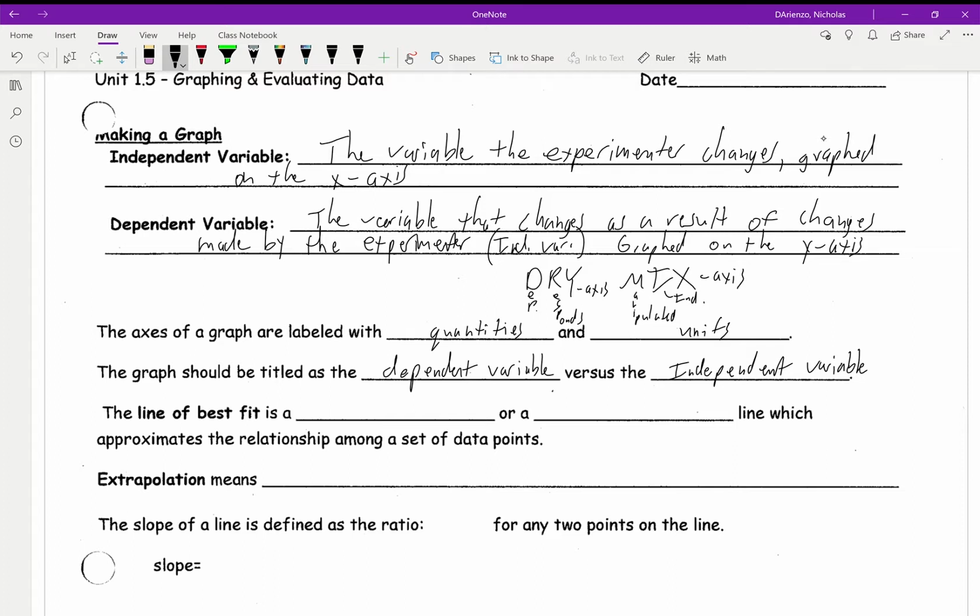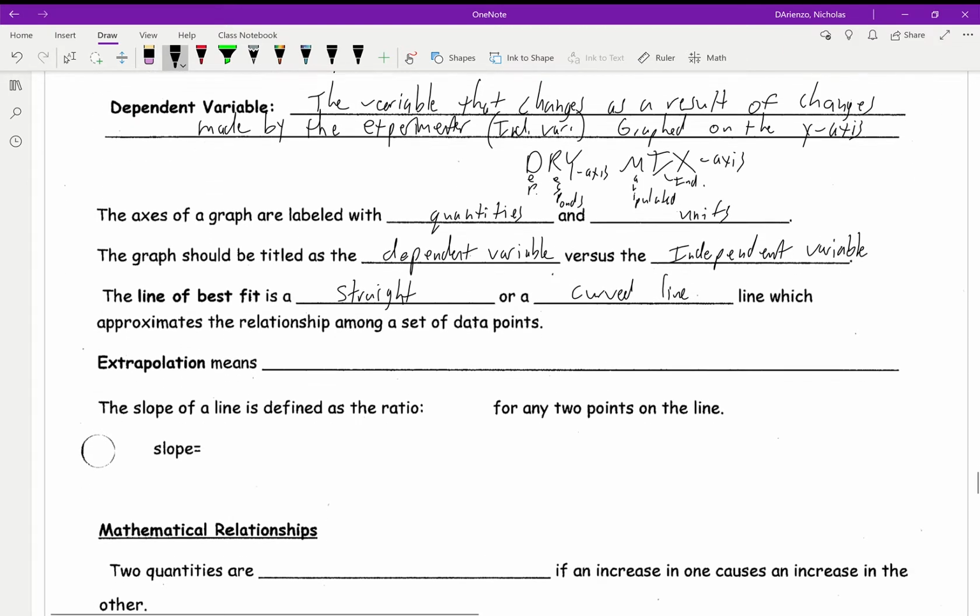Line of best fit can be one of two things. It can be a straight line, or it could be a curved line. Whatever's going to best fit your data that you have, and rarely are they completely straight, but they can be. But it's going to approximate the relationship amongst a set of data points.